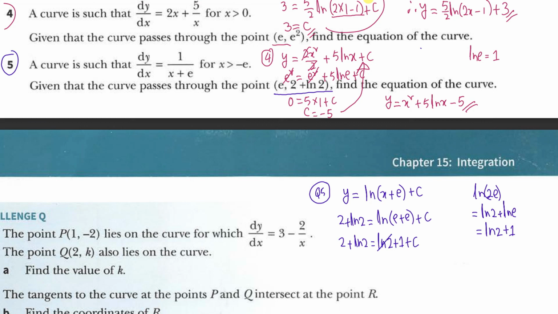Now we can cut out this and that, so we get the value of c equals 2 minus 1, which is 1. So our final curve equation is y equals ln of x plus e, then plus 1. This is our final answer. This is question number 5.